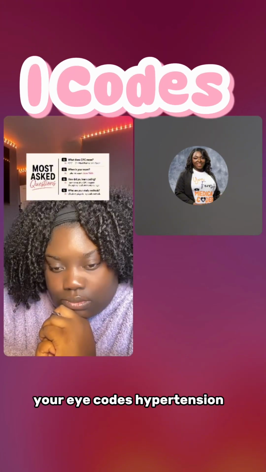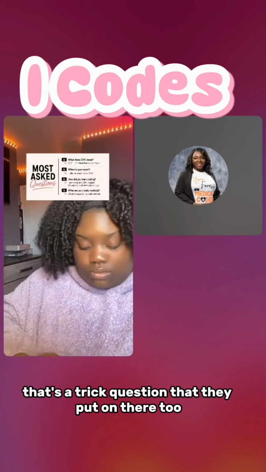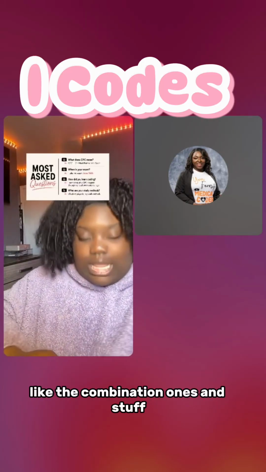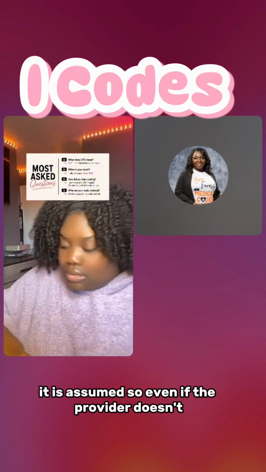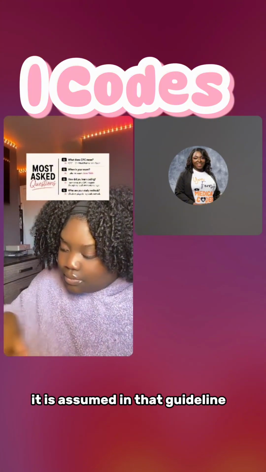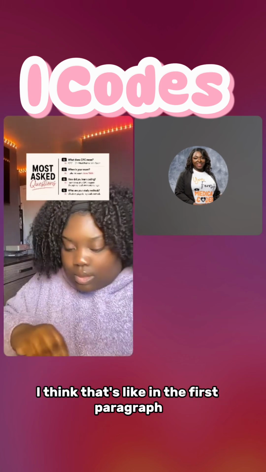Your I codes, hypertension, you need to know that one. That's a trick question that they put on there too. Like the combination ones and stuff? Yep. For heart disease? Okay. It is assumed. So even if the provider doesn't, it is assumed in that guideline. I think that's like in the first paragraph.